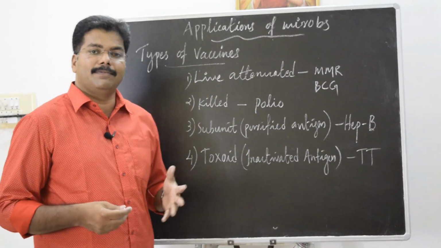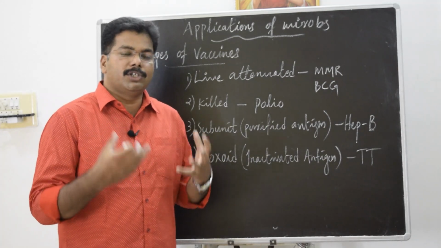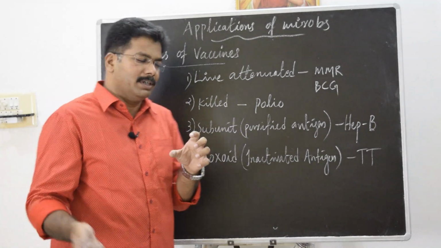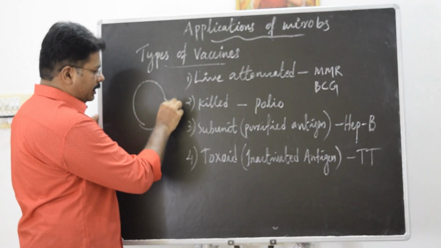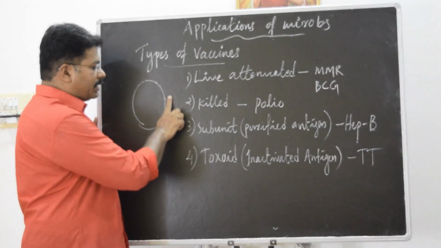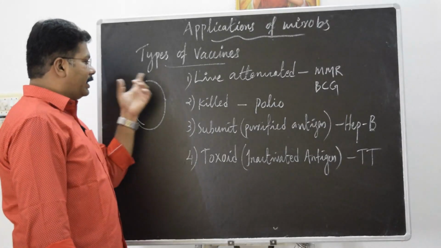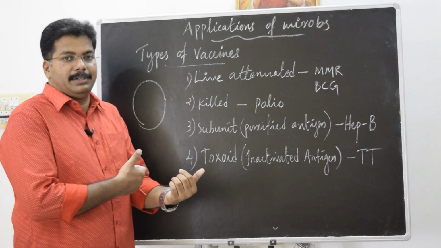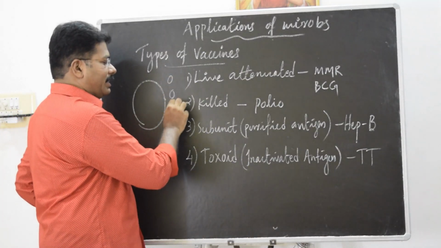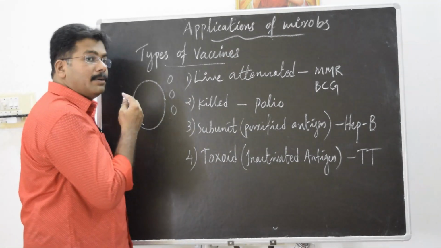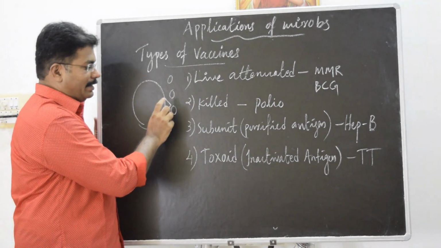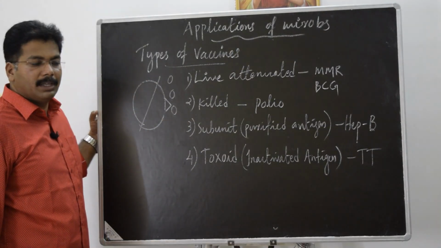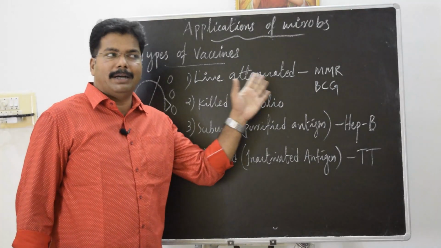The first one is live attenuated. That means that particular microbe is alive, but the disease causing area alone we removed. Let's say this is a disease causing antigenic part, we will remove this alone, and this entire live bacteria or virus we will use for injection. So our body will develop antibodies against it, so that when the actual infection happens with the antigen, we will immediately destroy it. That is the live attenuated. Live, but they are not dangerous.